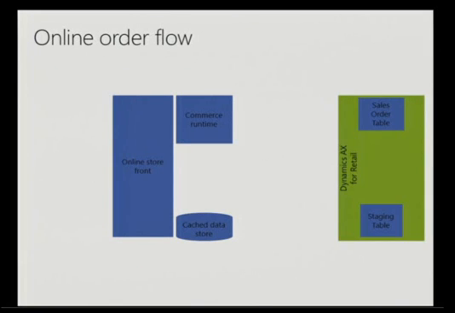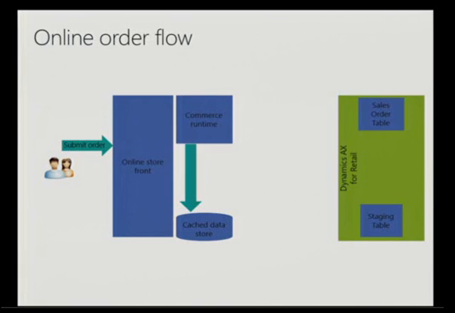So let's look at how the online order flows today. These are the various components in play. Once a consumer clicks on the submit order button, it goes through the commerce runtime services, through the order service specifically, and then the specific sales order is created in the cache data store. So it's created in the commerce runtime DB. At this point, we return control back to the consumer and give him a confirmation ID right there.